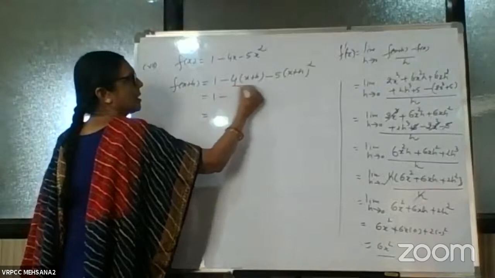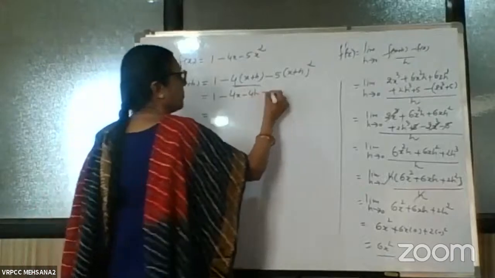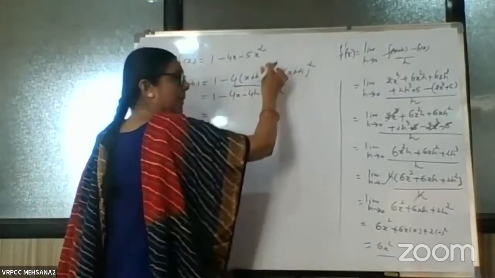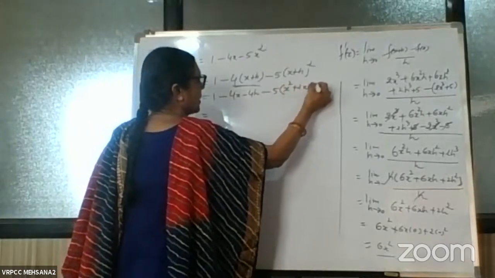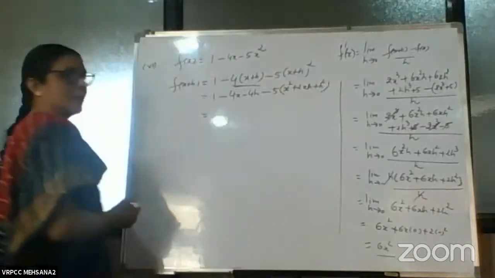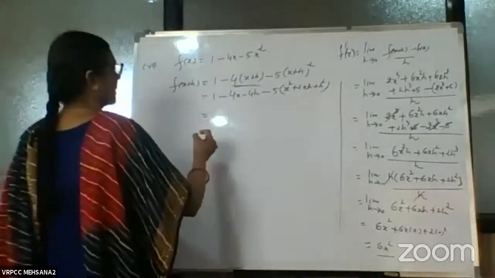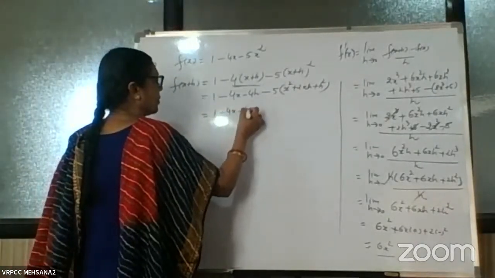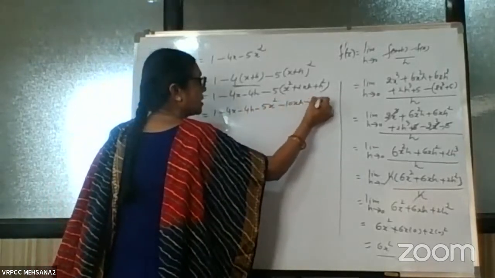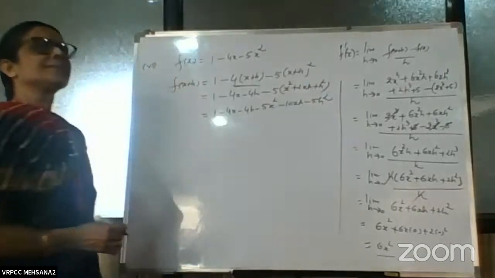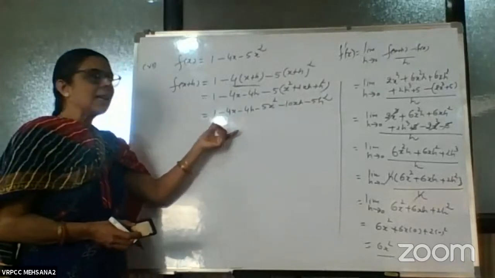1, give simplification. Minus 4x minus 4h minus 5, simplification of x plus h whole square: x square plus 2xh plus h square. Again, give simplification: minus 4x minus 4h minus 5x square minus 10xh minus 5h square. Now there is no further simplification. This is the last term.